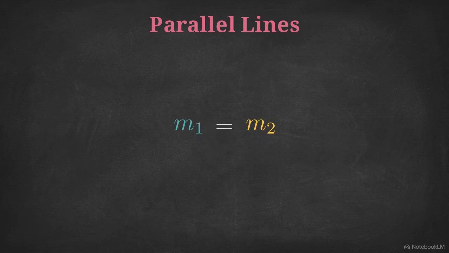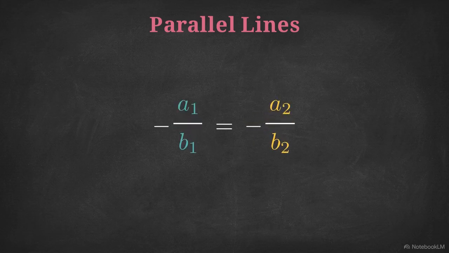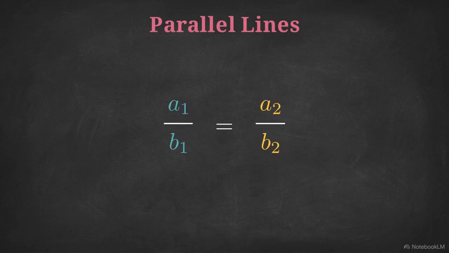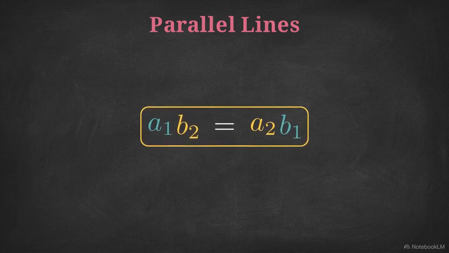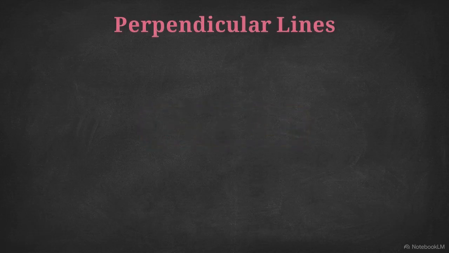For two non-vertical lines to be parallel, their slopes must be equal. Substituting our slope expressions, we get negative a1 over b1 equals negative a2 over b2. We simplify by canceling the negative signs. To clear the fractions, we use cross multiplication. By multiplying both sides by the product b1 b2, we remove the denominators. This yields our final condition for parallel lines: a1 b2 must equal a2 b1. This cross-multiplication provides a direct test for parallel lines, using only the coefficients, removing the need to work with fractions.